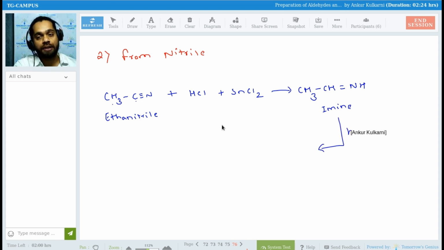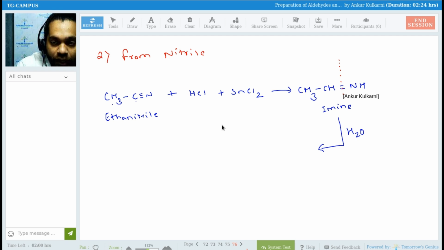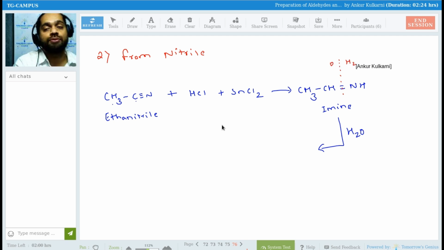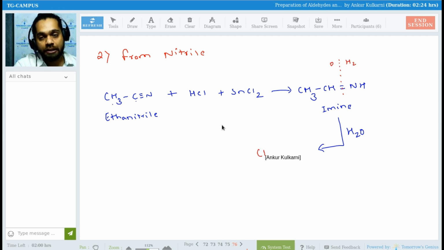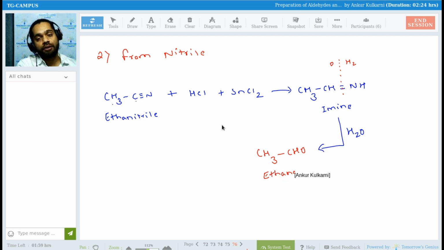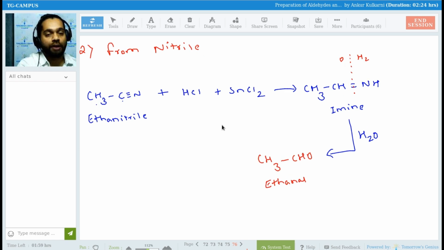And when we do the hydrolysis of this, a very nice hydrolysis happens. Look over here, this breaks down. O this time, H to this side. So what we have got is CH3 CHO plus ammonia. This is what we call ethanal. This reaction, Prashanti, Kevin, Sarjana, we call a Stephen reaction.